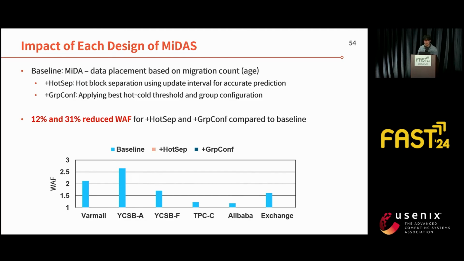Second, we analyze the impact of the individual design components of MiDAS, that is, hot block separation for accurate prediction, denoted by plus hotset, and applying the suitable hot/cold threshold and group configuration, denoted by plus group conf. To observe the effect of adding each component, we start with MIDA, the basic design that MiDAS is based on. As can be seen from this result, each factor plays a very important role in reducing WAF. Each component shows 12% and 31% reduced WAF for plus hotset and plus group conf compared to the baseline.